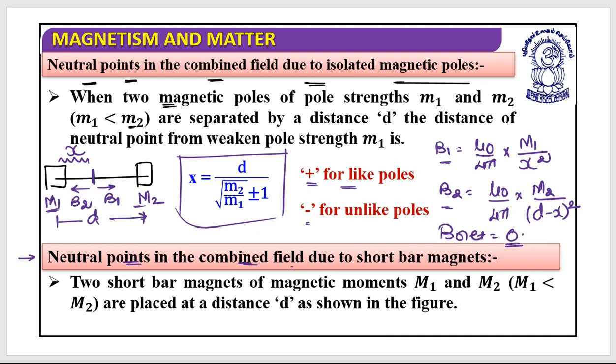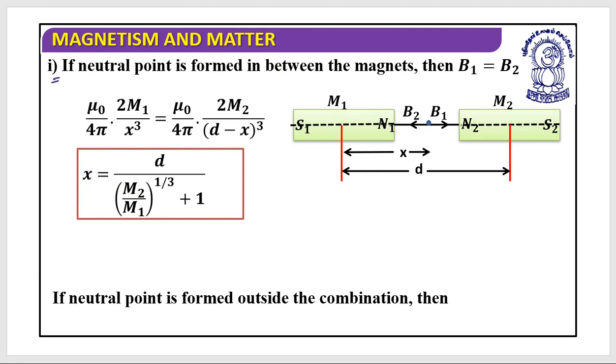Neutral points in the combined field due to short bar magnets. So let's say we have two short bar magnets of magnetic moments m1 and m2, where m1 is less than m2, placed at a distance d as shown in the figure. If a neutral point is formed in between the magnets, then it would be possible to have B1 equal to B2. So how is this possible?